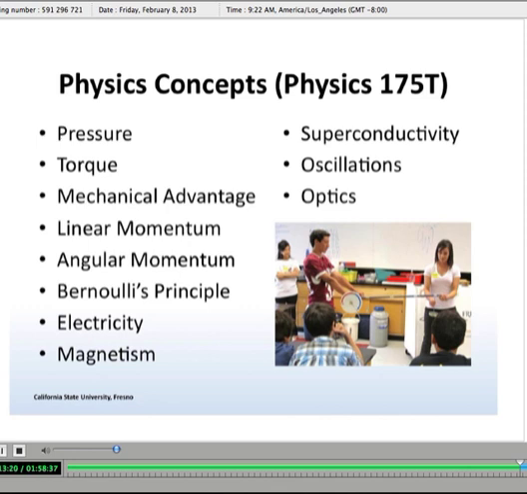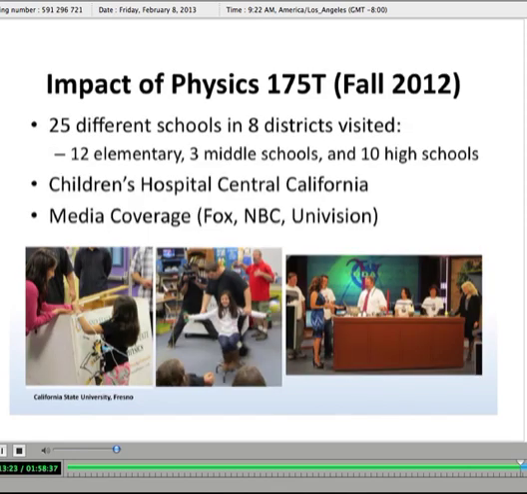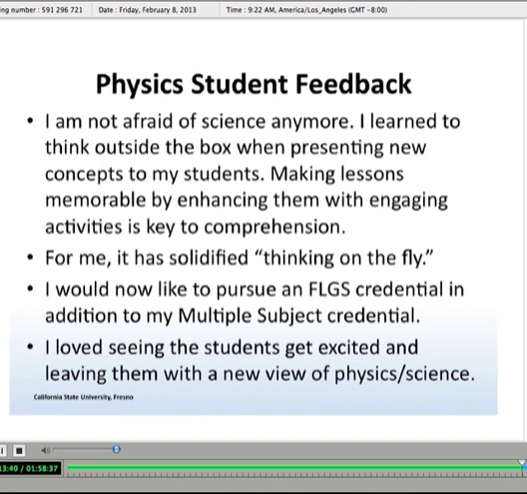And on the next page, you see this is what happened last semester. 25 different schools and 8 districts were visited, and you see the breakdown, as well as the hospital, which was a very wonderful experience for everyone, and the media coverage that Don was talking about. And you see the feedback right there. Again, not afraid to teach science anymore. Would like to pursue the foundational level general science credential in addition to the multiple subject credential, and their excitement about seeing the students excited about physics.